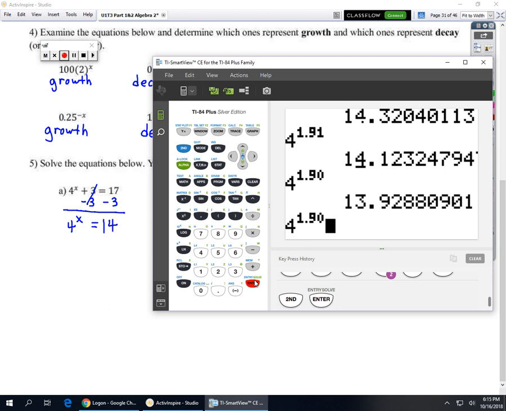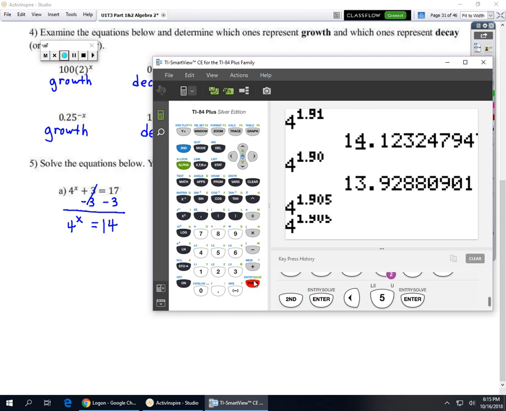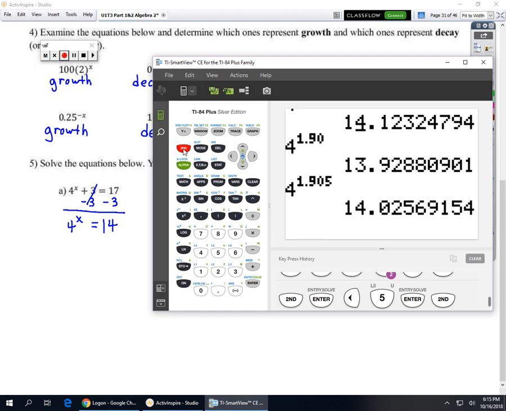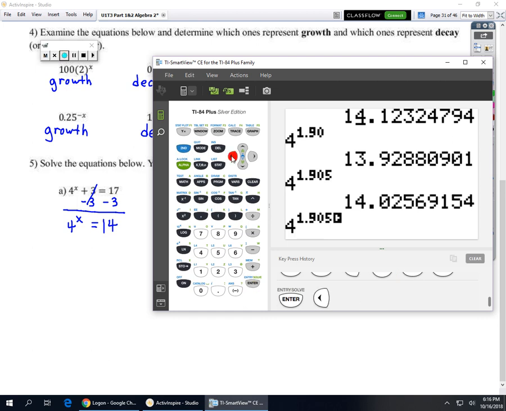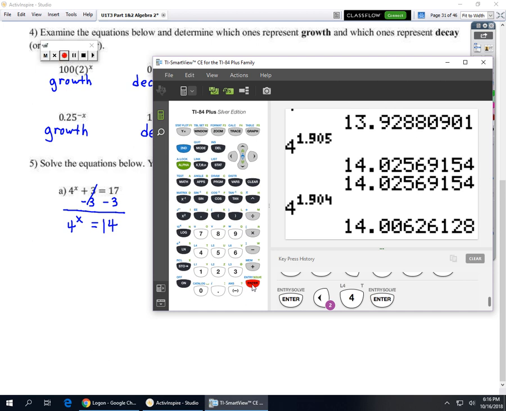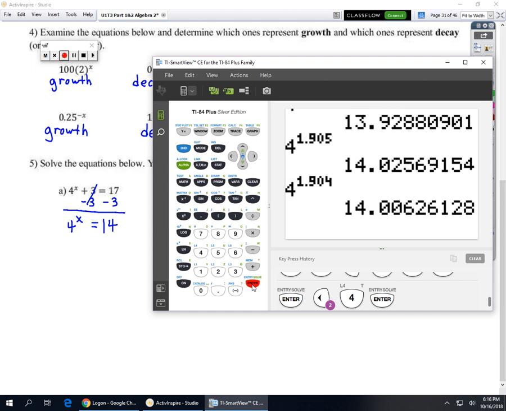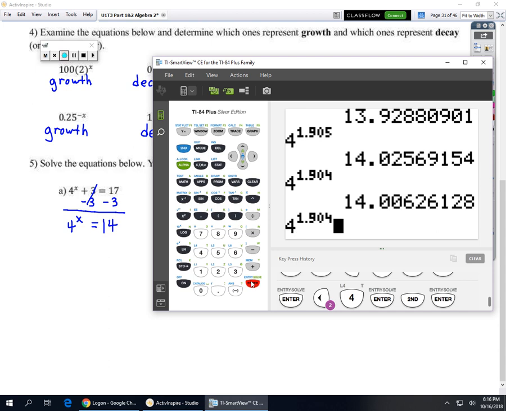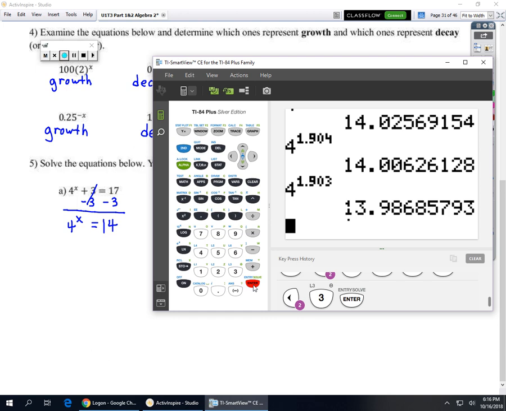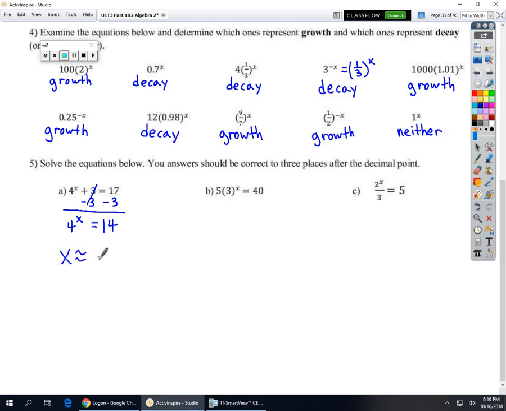Well, this is fun. 1.905? Bigger than 14. What about 1.904? That's pretty close to 14. What about 1.903? Yeah, that's less. So I'd say 1.904 is probably the most accurate answer you can pick. So x is approximately 1.904. So it is a lot of guess and checking. It is a very boring, repetitive method, but this is acceptable right now.